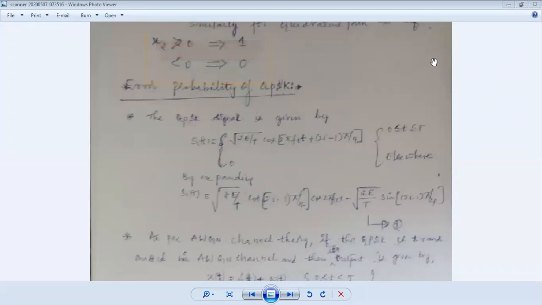Please mind it, what is exactly the error probability? The error probability is the probability that the receiver detects the information wrongly, that is, different from the information assigned at the transmitter. Look back, we already have the QPSK signal with energy: the square root of 2E by T into cos of 2 pi fc t plus (2i minus 1) pi by 4, for 0 less than or equal to t less than or equal to T, and 0 elsewhere.